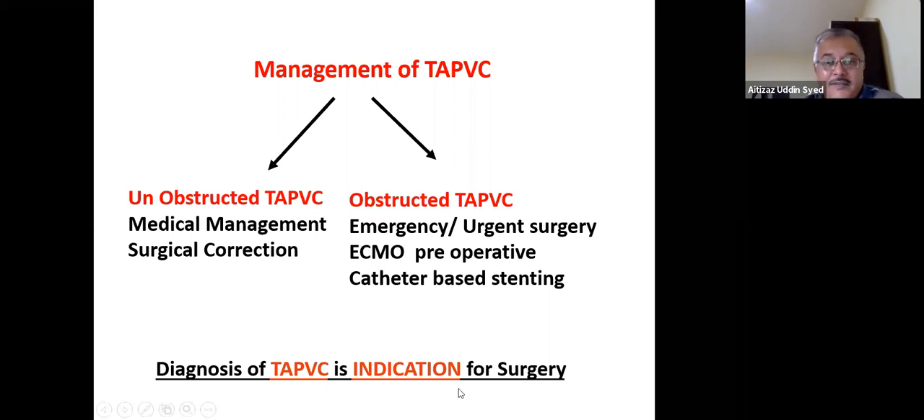To this category has been added catheter-based stenting, which, if possible, can sometimes give you a breathing space, and you can do it in a better way. But remember, diagnosis of TAPVC is an indication for surgery. The surgery is indicated, obstructed or non-obstructed, it has to be done. Only the timing is different.